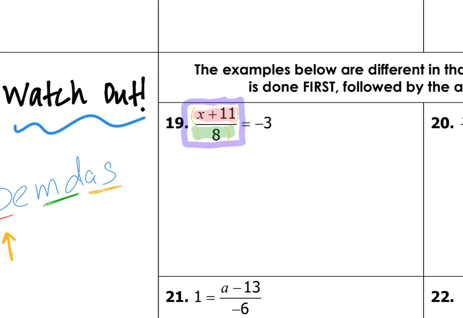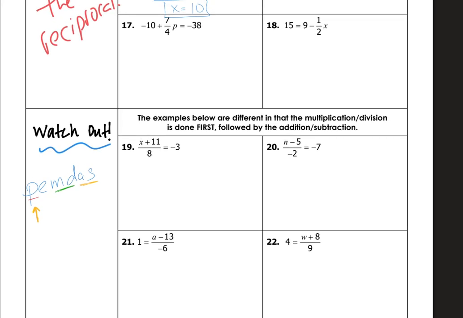So I'm going to erase all this so that it's a little bit cleaner, but here we go. If they're going to read it to you in plain English, here's what they're going to say. Here's what you're going to do. The examples below are different in that the multiplication and division is done first, followed by the addition and subtraction. And why is that?